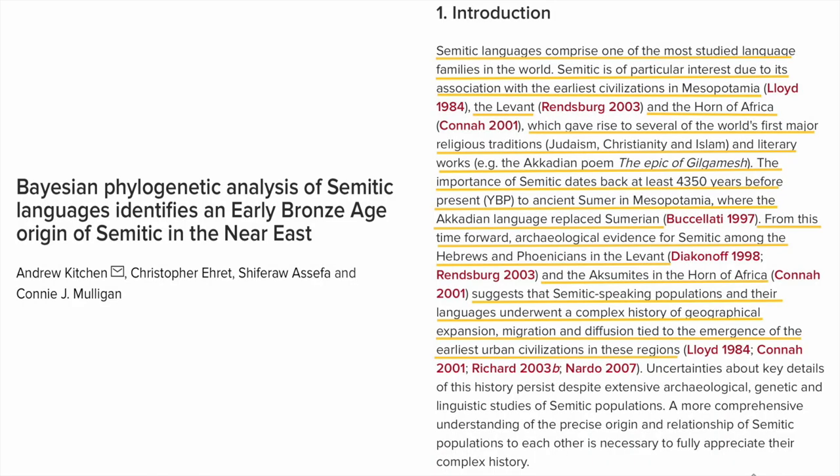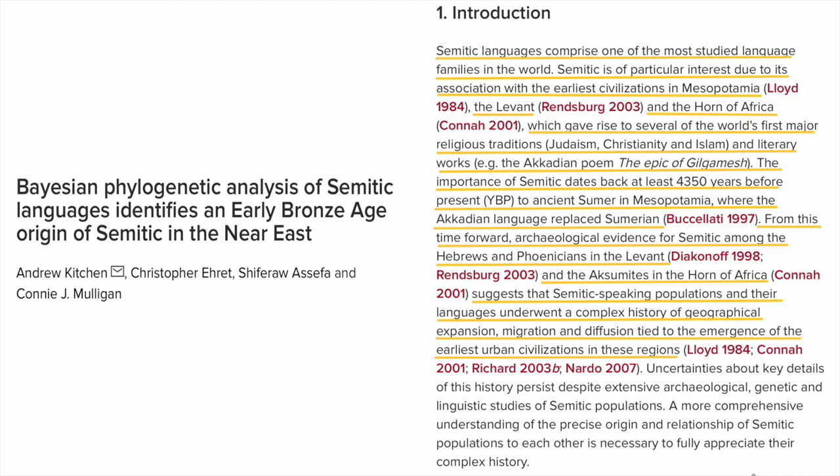Semitic languages comprise one of the oldest studied language families in the world. Semitic is of particular interest due to its association with the earliest civilizations in Mesopotamia, the Levant, and the Horn of Africa, which gave rise to several of the world's first major religious traditions: Judaism, Christianity, and Islam. In literary works, e.g., the Akkadian poem the Epic of Gilgamesh, the importance of Semitic dates back at least 4,350 years before present, to ancient Sumer in Mesopotamia, where the Akkadian language replaced Sumerian.